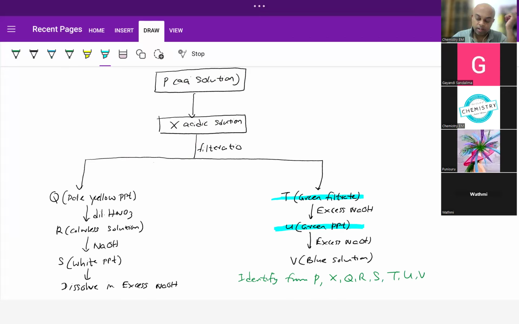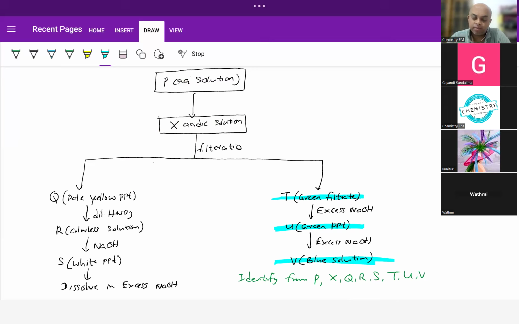Then with excess sodium hydroxide, it is creating a blue solution. Under basic conditions it is creating a green precipitate, and with excess OH minus ions it is creating a blue solution. Only one is there. With hydroxide ions creating a precipitate which is green color, with excess OH minus ions, it is creating a blue solution by dissolving the green precipitate. Only one is there in your scope.